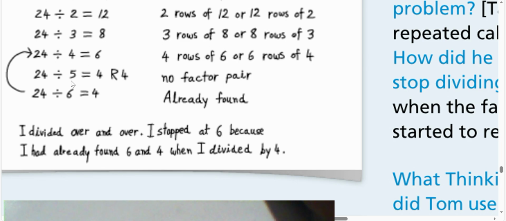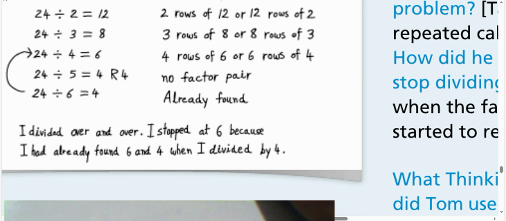24 divided by 5 equals 4 with a remainder of 4. 24 divided by 6 equals 4. You can arrange 2 rows of 12. You can also arrange 3 rows of 8 or 8 rows of 3, because 3 times 8 equals 24, or 4 rows of 6 because 4 times 6 is 24. 5 doesn't work, because 24 divided by 5 equals 4 with a remainder of 4.